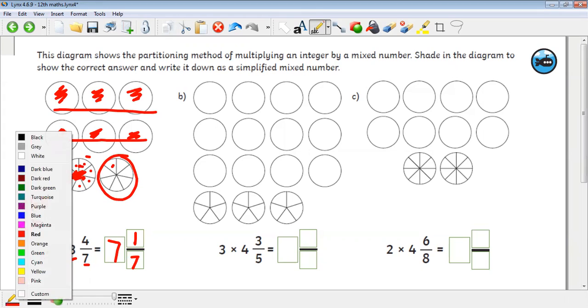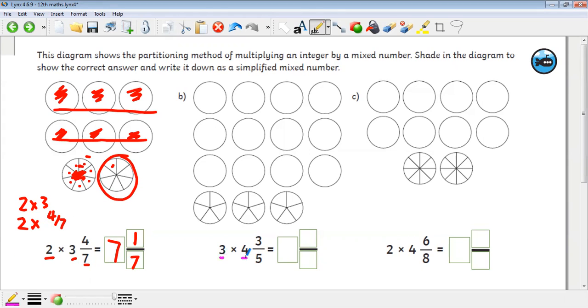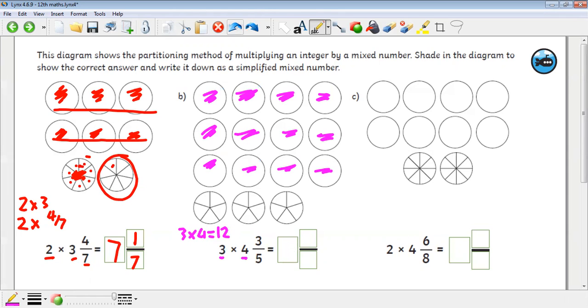Same approach over here. 3 lots of 4, 1 lot of 4, 2 lots of 4, 3 lots of 4, done that, 3 4s are 12, like so, that would go in there, but then we've got this bit to do as well, we've got to do 3 lots of 3 bits. So 1, 2, 3, 1, 2, 3, 1, 2, 3. So this one's now full up. I've got my 12 I had to begin with, and another one is 13.